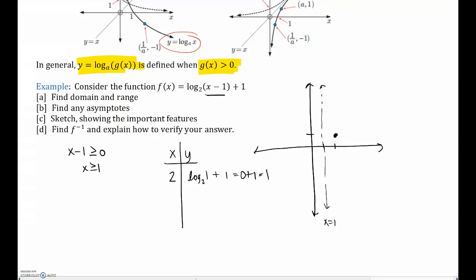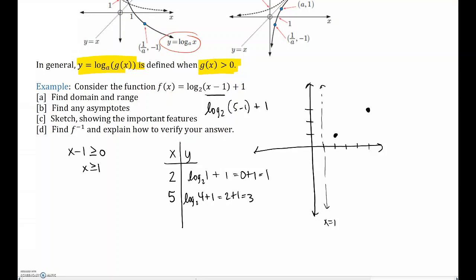And I could probably pick another point. What's another value I would know? Maybe log base 2 of 4, right? So if I make x a 5, why would I pick 5? If I make x 5, that would be log base 2 of 5 minus 1, which I happen to know what log base 2 of 4 is. So log base 2 of 4 is 2 plus 1, which is 3. So if you go all the way out to 5, 3, 4, 5, you'd go up to 3. There would be your next point.